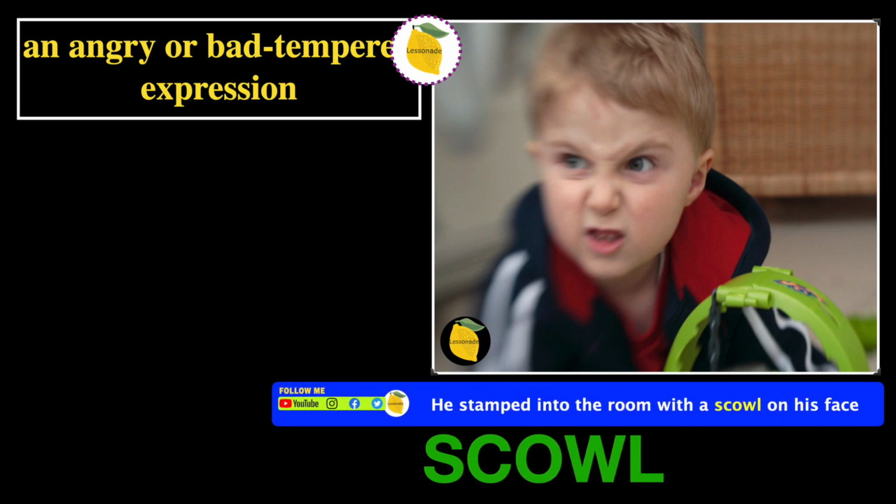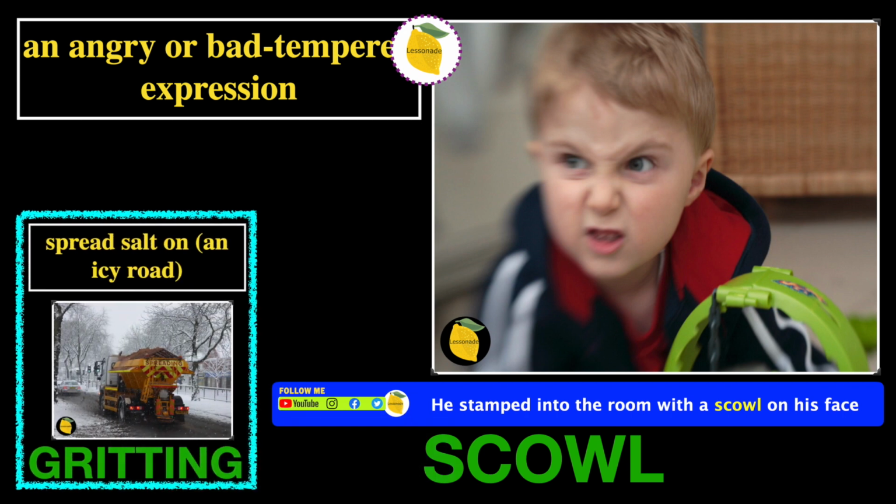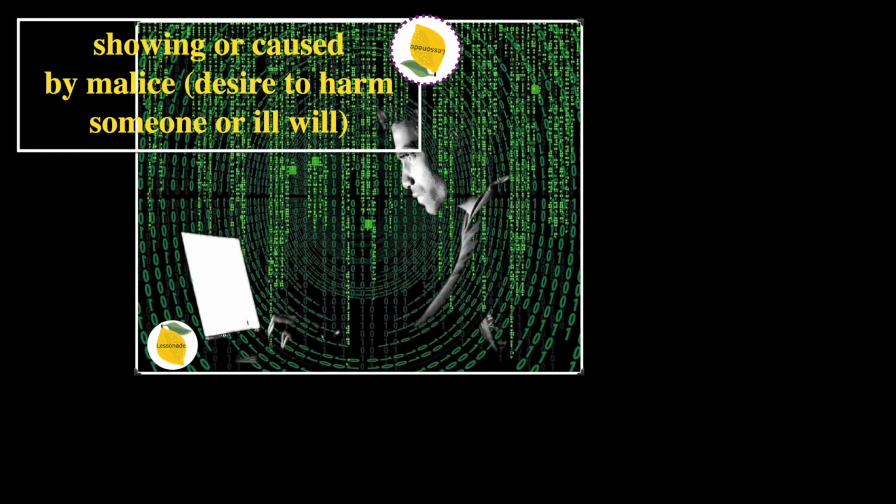Scowl. And the sentence for scowl is you stamped into the room with a scowl on his face, and in this picture you can see a boy with a scowl on his face. Now, before we go on to the next one, let's try to recall the previous slide. The word we learned in the previous slide is gritting. Let's go on to the next one.